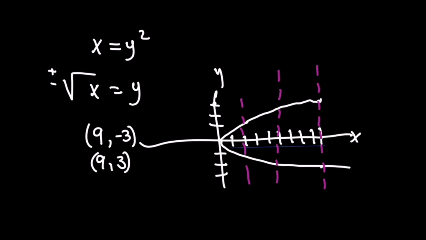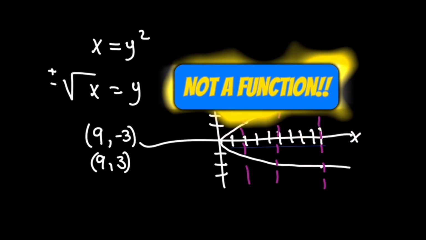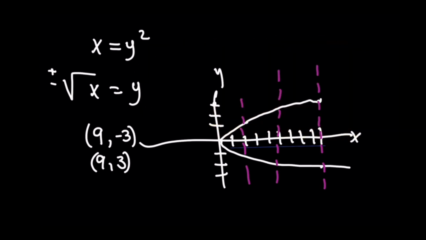So you're seeing here visually that we found the inverse of y equals x squared to be x equals y squared. But guess what? It fails the vertical line test. So what that's telling us here is that x equals y squared is actually just a relation.